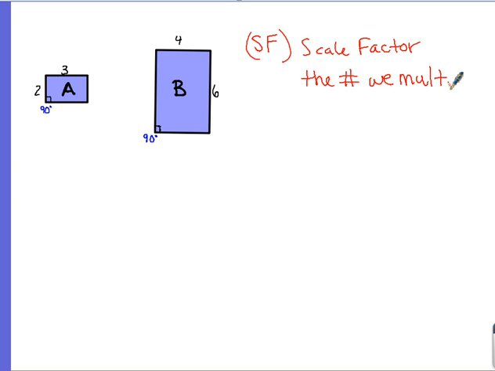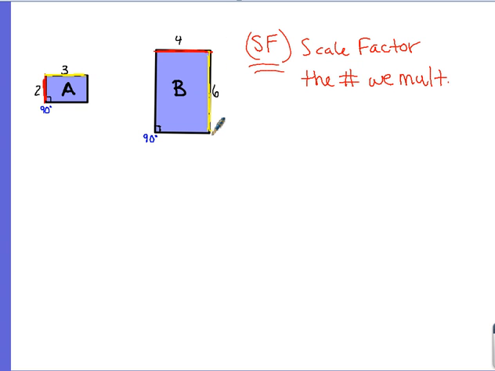So when figures are similar, they have to have the same scale factor, or the same number multiplied by all their sides. In order to determine the scale factor, we have to look at corresponding sides, which again means sides in the same location. So when I look at figure A, I'm going to be looking at the short side. The corresponding side in figure B is the short side in figure B. The long side in figure A, which is 3, is corresponding to the long side in figure B, which is 6.